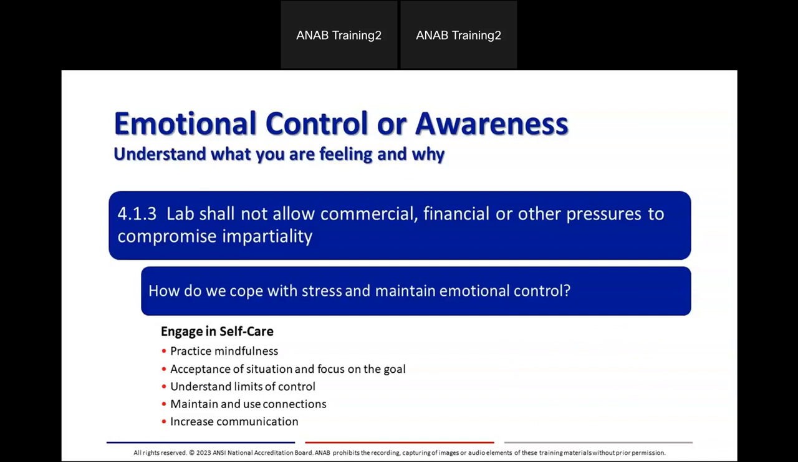For emotional control or awareness, this is really trying to understand or getting a better sense of what you are feeling and why you're feeling that way. For emotional control, I cannot say that there's any one accreditation requirement that addresses emotional control and learning how to be more emotionally aware or more emotionally intelligent.